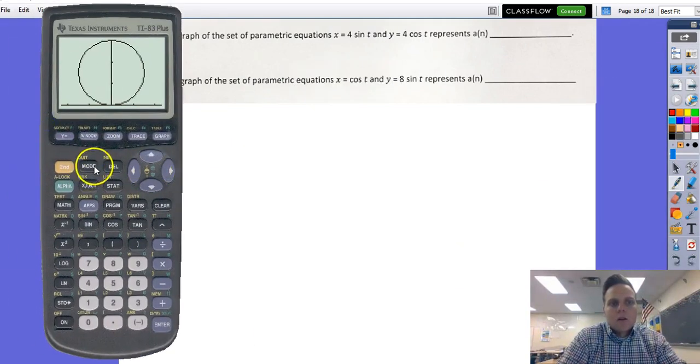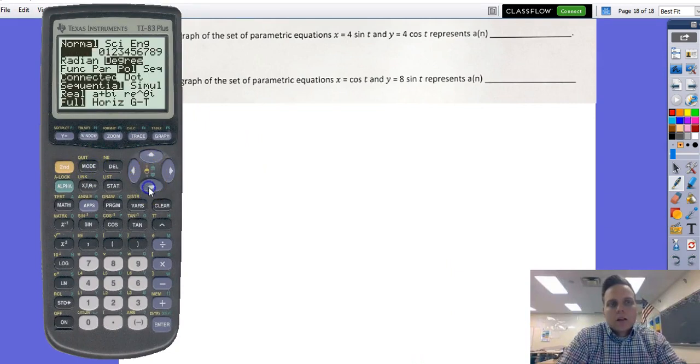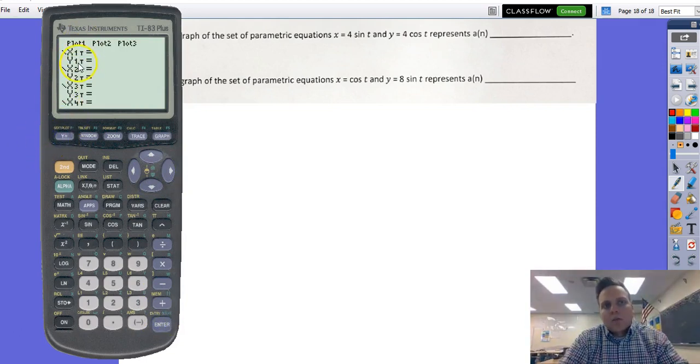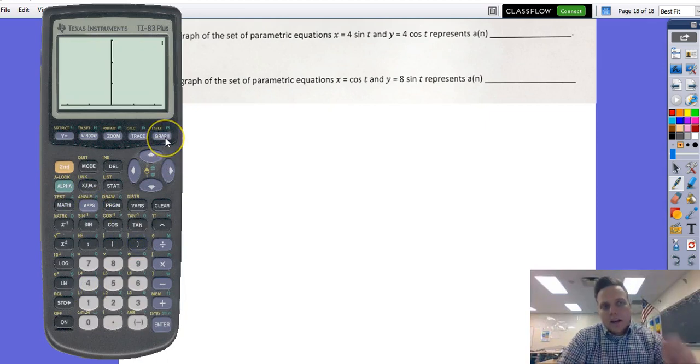So we go to mode. We need to go down to parametric. So par, P-A-R. Go there. So now we have x and y. And so my first one is x equals 4 sine t. And my next one is y equals 4 cosine t. We hit graph.